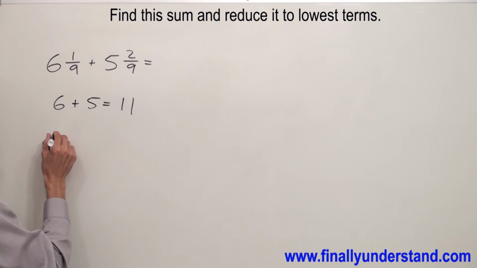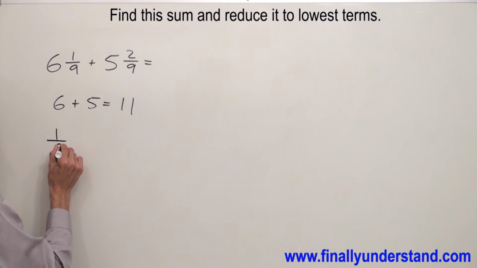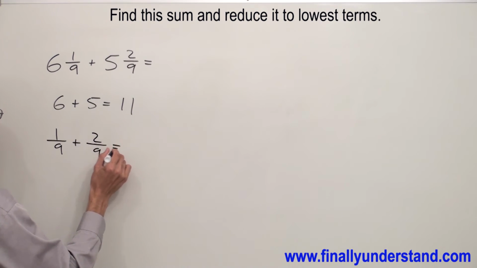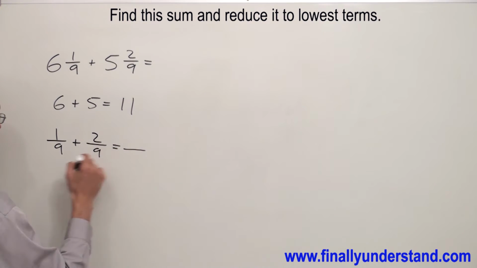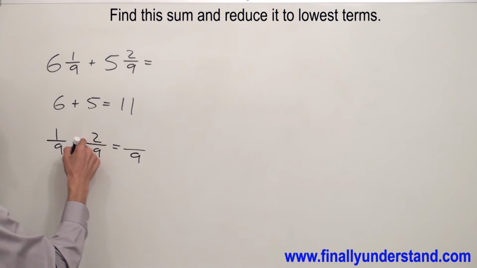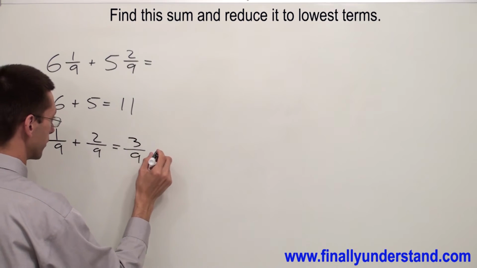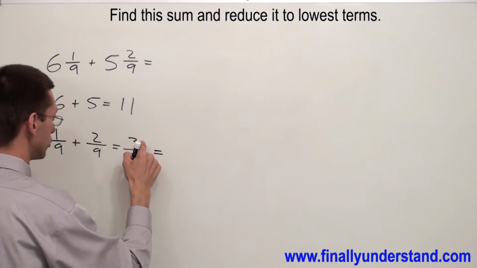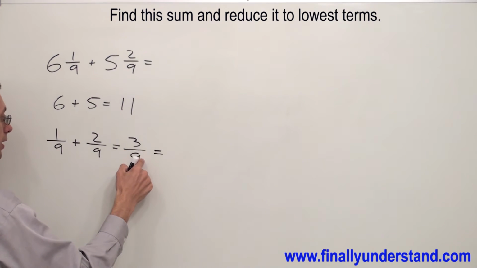And I have change 1/9 plus 2/9. I have common denominator 9 and 9, that's why the denominator stays the same. 1 plus 2 gives me 3. Now, please notice that I have 3 in the numerator and 9 in the denominator.